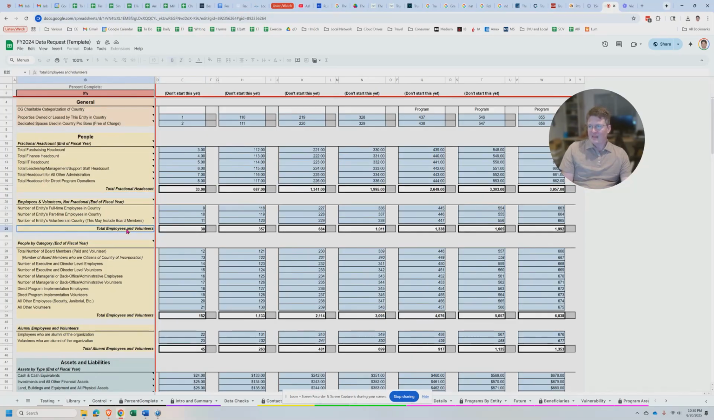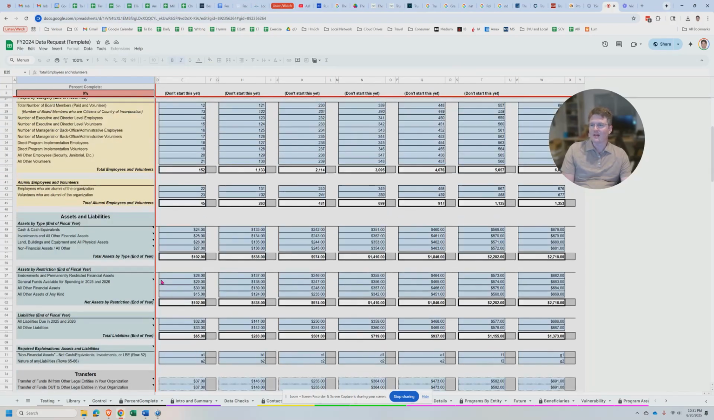And then we ask the same question three different ways. We want to know about the fractional headcount, but then we want to know about how many full-time, part-time, and volunteer employees there are in the country. And that number should actually be the same as the people by category. So we want row 25 here and row 39 to actually report the same number. They're just split up different ways.